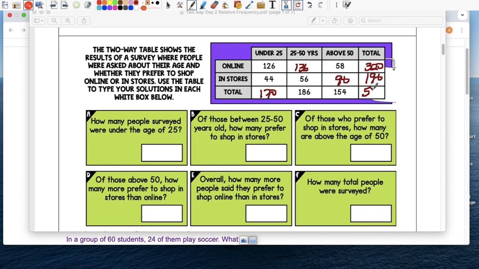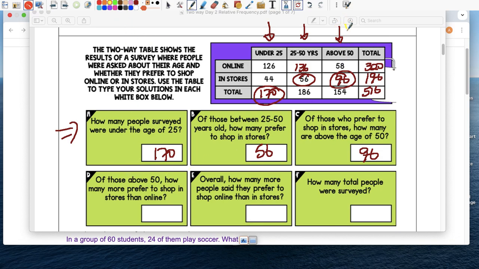So once you complete the table, you can now answer these questions. How many people surveyed under the age of 25? Under the age of 25, this column, how many people were surveyed? 170. Those between 25 and 50, how many prefer to shop in stores? Well, of the people 25 to 50, the people who like to shop in stores is this, 56. Of those who prefer to shop in stores, how many are above the age of 50? So if you look at the people above 50, how many like to shop in stores? 96. Change colors.